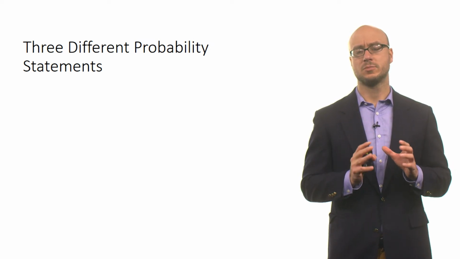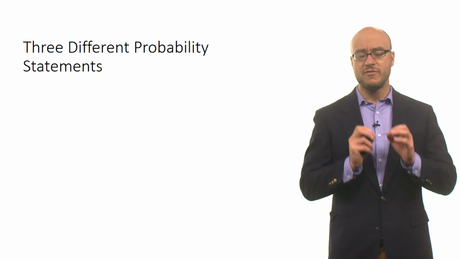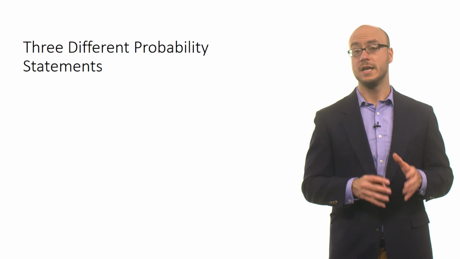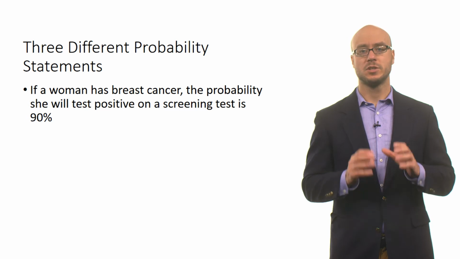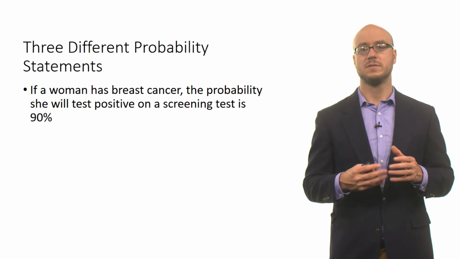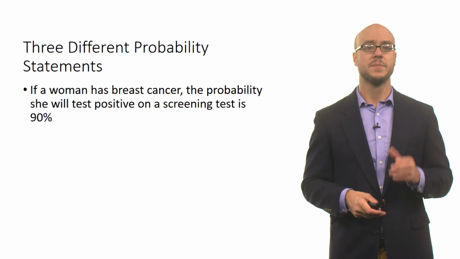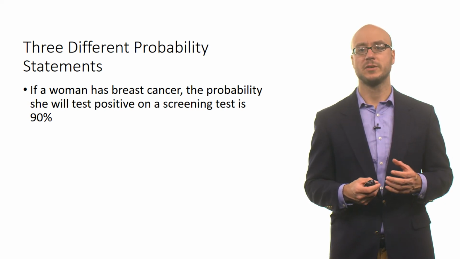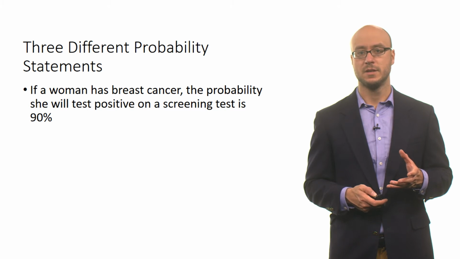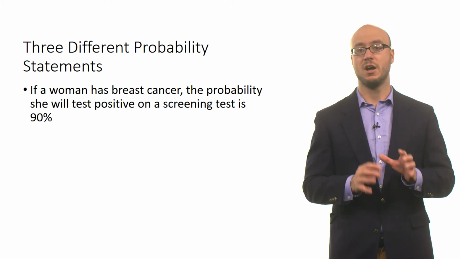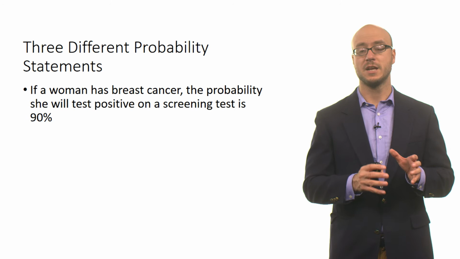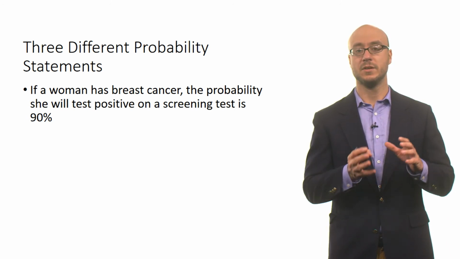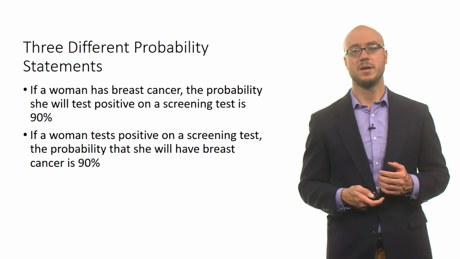Another point about conditional probabilities is that it's very important to pay attention to what you're conditioning on, if you're conditioning on anything at all. So let's look at these three statements. They are different but similar. If a woman has breast cancer, the probability she will test positive on a screening test is 90%. In this case, we're conditioning on the event B, breast cancer, and then we're calculating the probability of testing positive. So given breast cancer, what's the probability of testing positive?